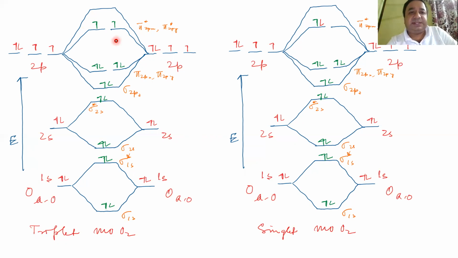Since there are 2 unpaired electrons, if we use the formula for spin multiplicity, 2S plus 1, S is going to come out to be half plus half, which is 1. So 2S plus 1, if you plug in the value for S, you get 3. So this is the MO diagram for your triplet oxygen.